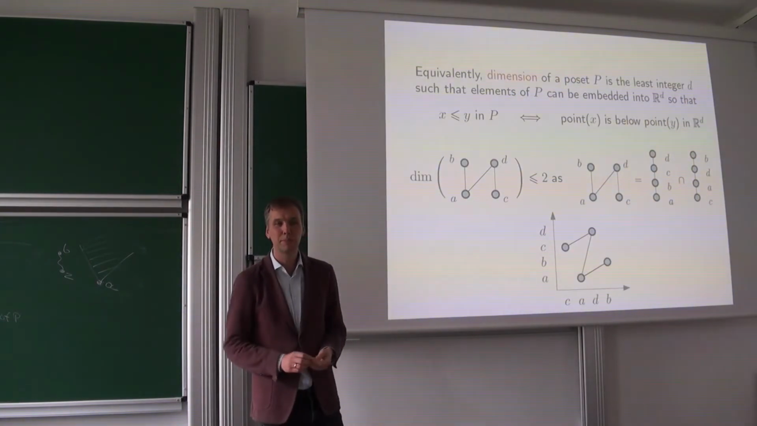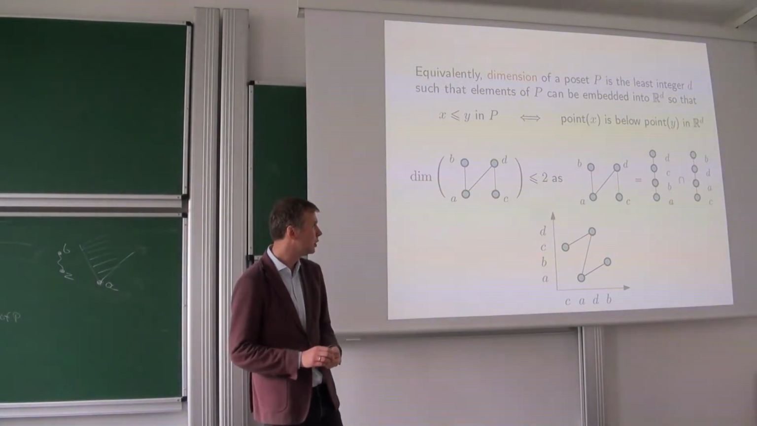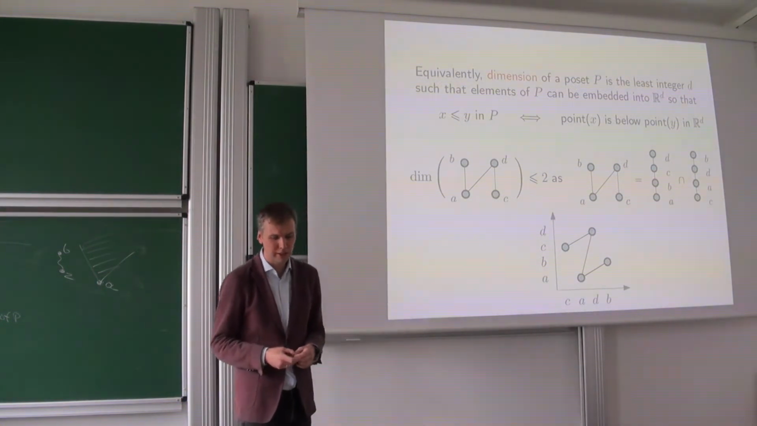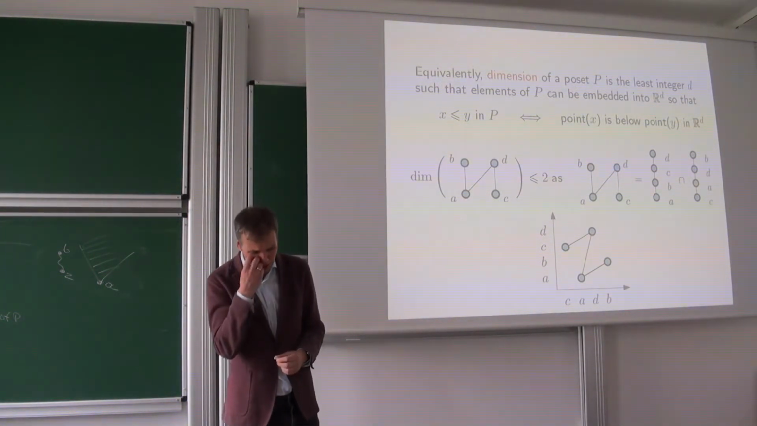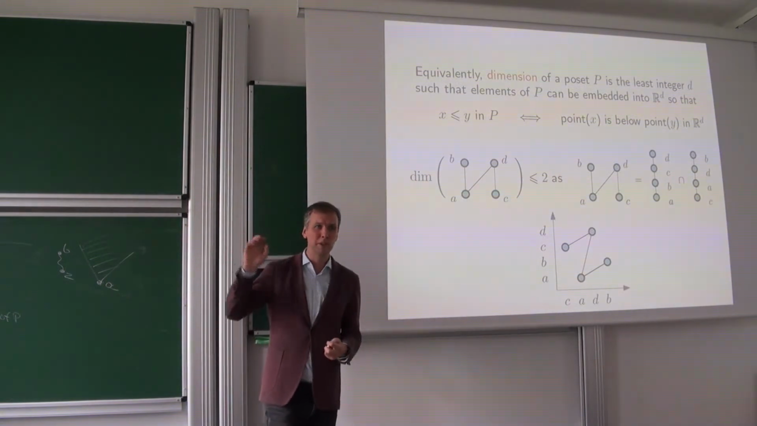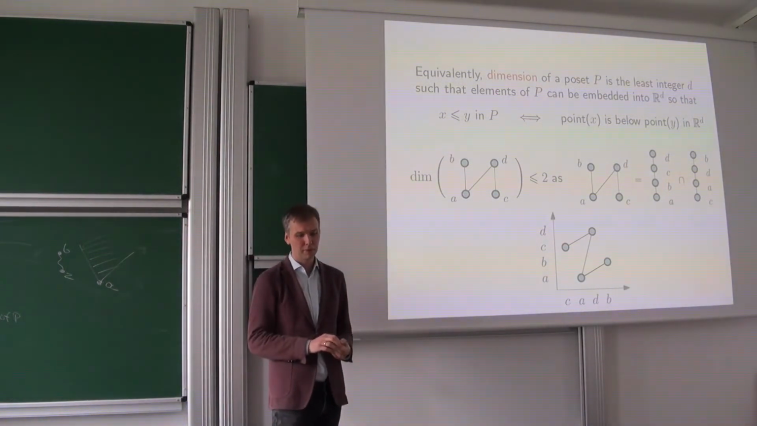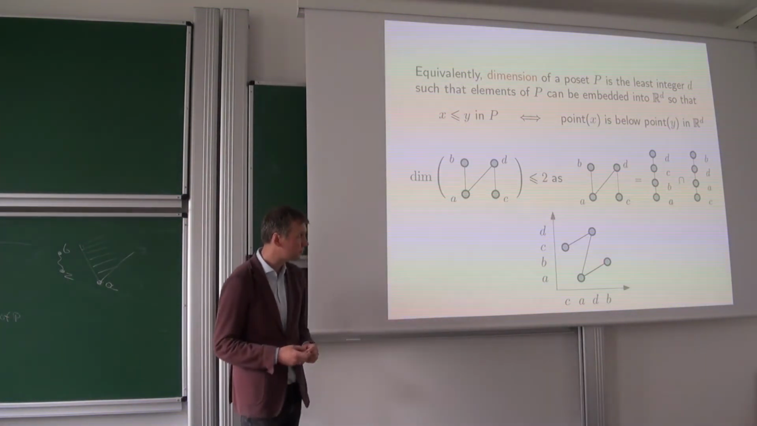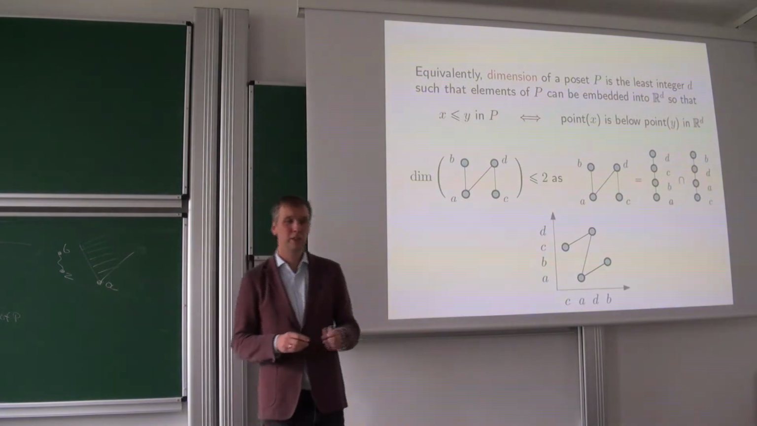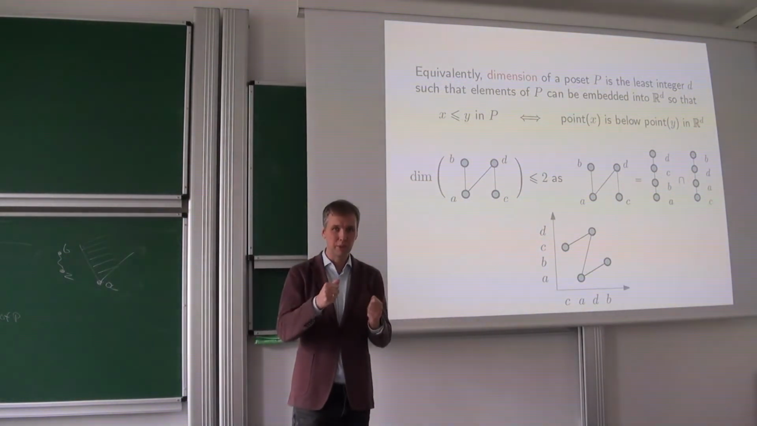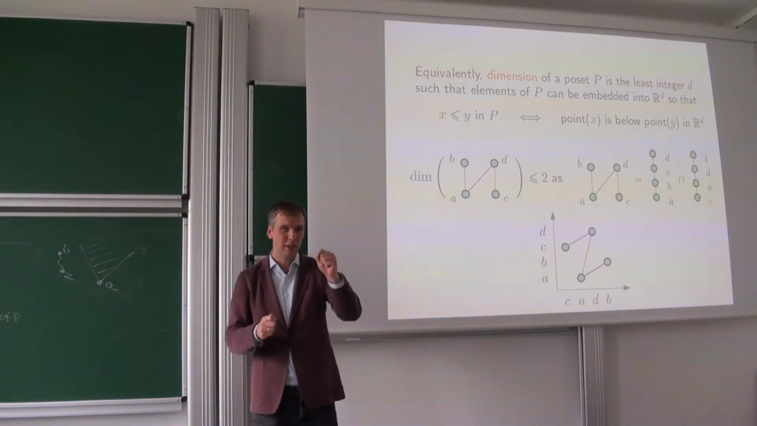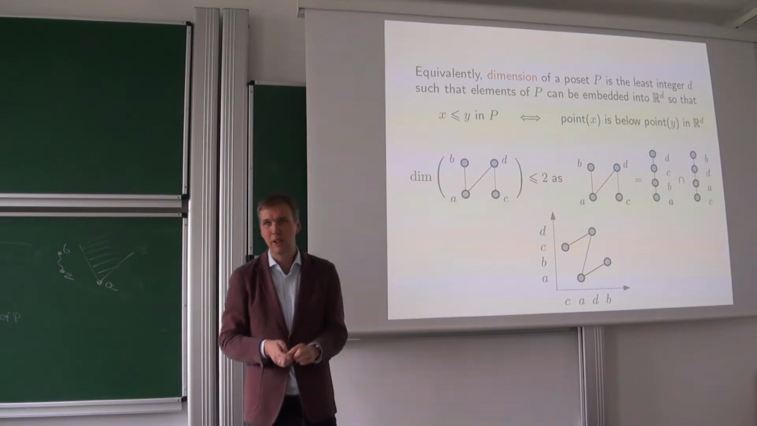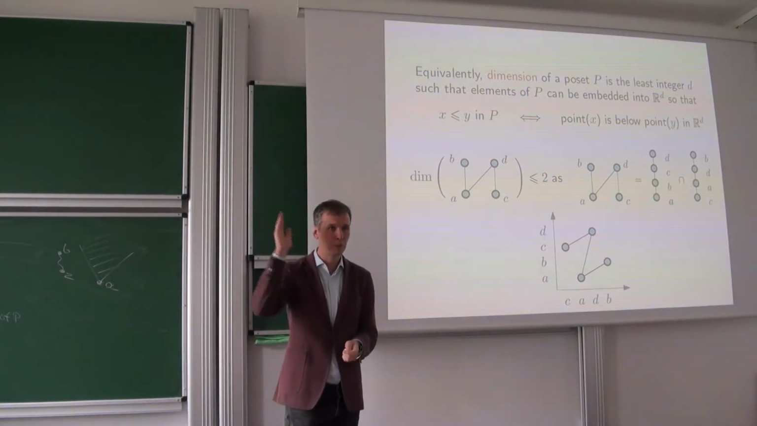To support this geometric intuition, note that we could equivalently state that the dimension of a poset is the least integer d such that you can embed the elements of your poset into R to the d in such a way that whenever x is less than y in the poset, then the point of x is below the point of y in R to the d. And what do I mean by below? It's the, how do you call it? The product.